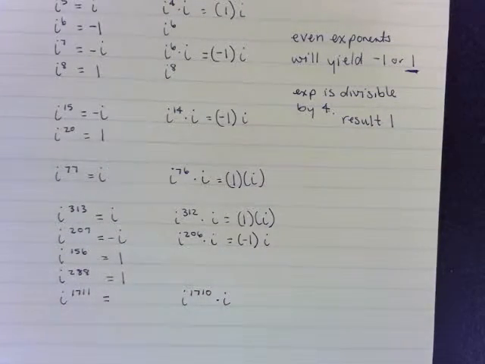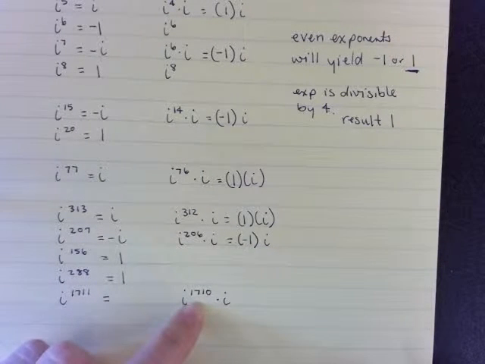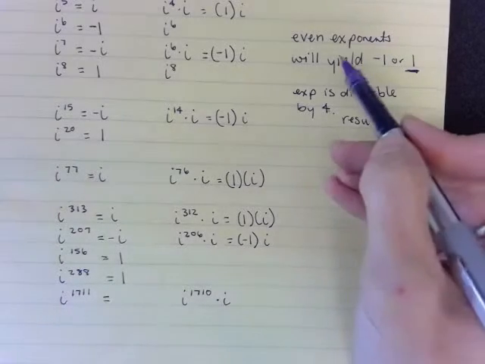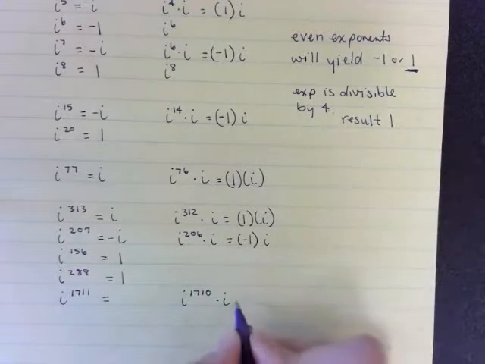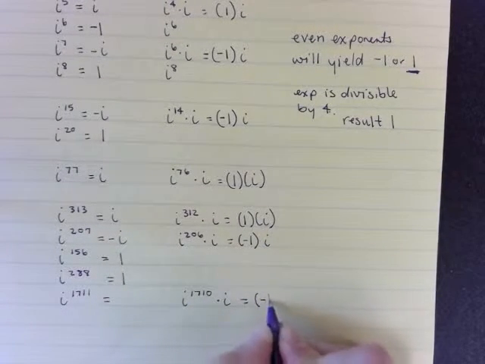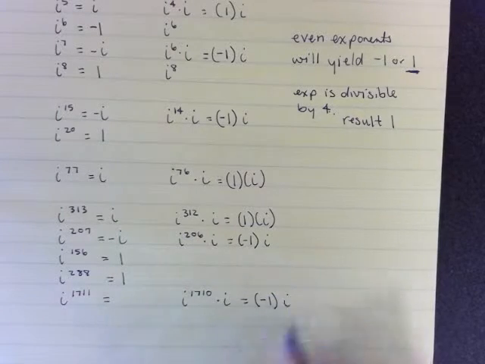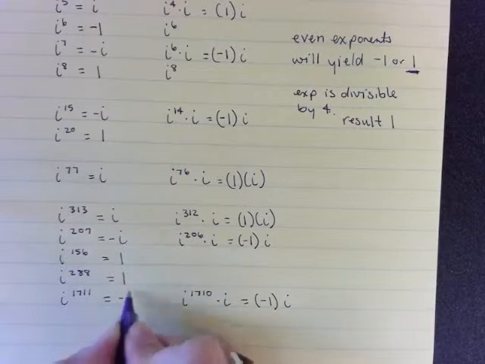So in my calculator, I do 1710 divided by 4, and I yield 427.5. That means 1710 is not divisible by 4. So it's an even exponent that is not divisible by 4. So that means i to the 1710 equals negative 1, and negative 1 times i means i to the 1711 equals negative i.